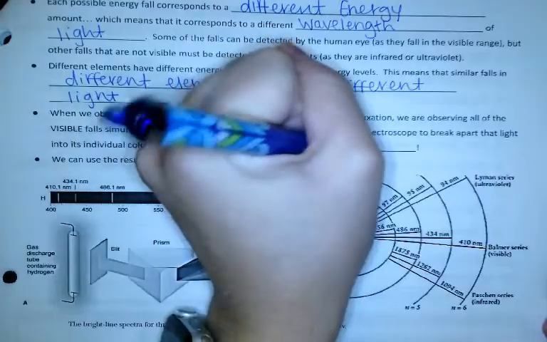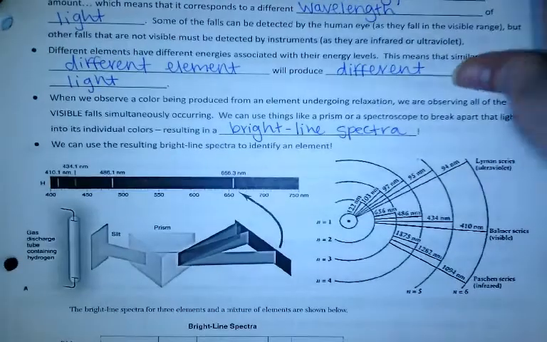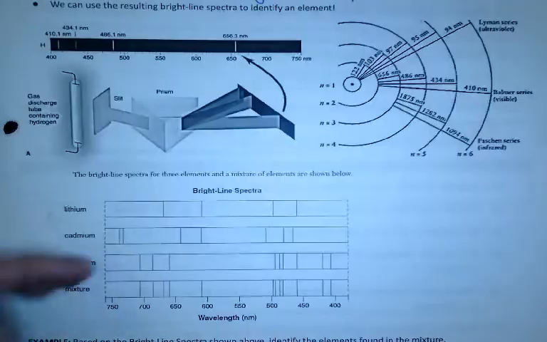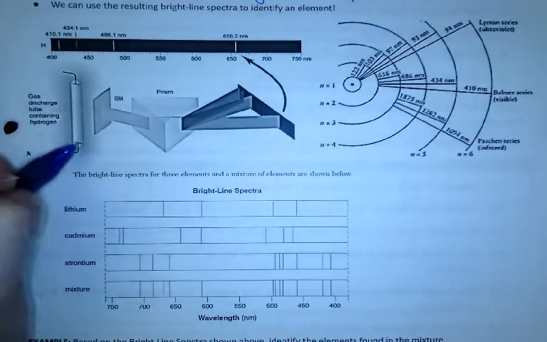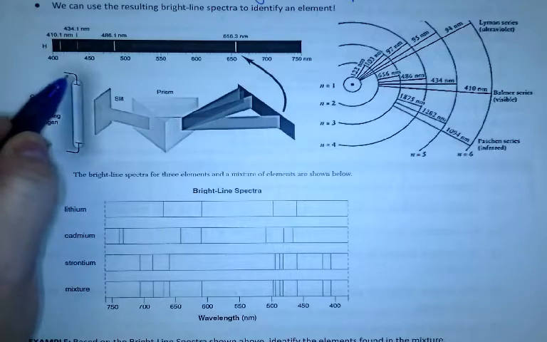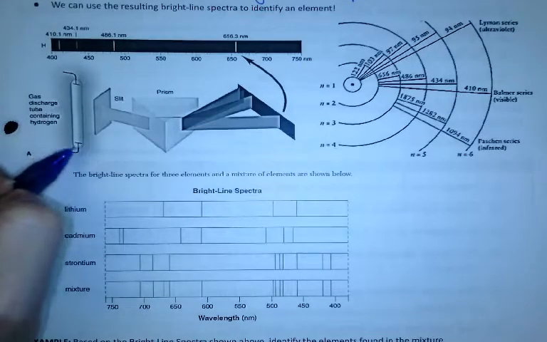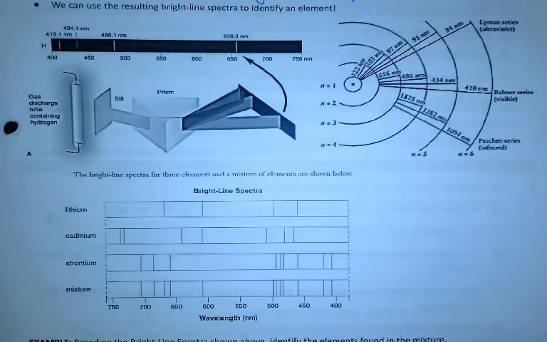Okay, so this is kind of how they figured this out. What they have here is a tube full of hydrogen gas. They ran an electrical current through the tube, and they saw that it actually glowed like a light pink or a lavender.